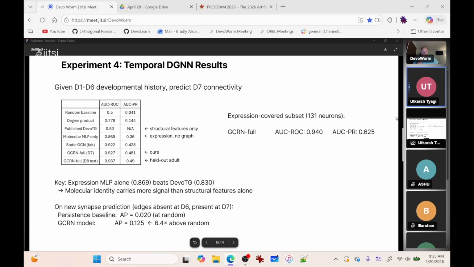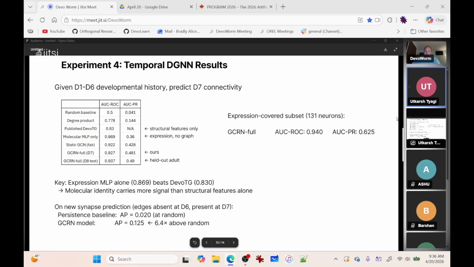I specifically evaluated the model only on the connections that didn't exist at D6 but appear for the first time on D7, to validate whether the model is predicting which new synapses form and not just existing connections that persist. So the persistence baseline is at random chance, 0.02. The model achieved 0.125, which is 6 times above random. So it is not just memorizing the existing connectivity, which is what I was trying to validate.